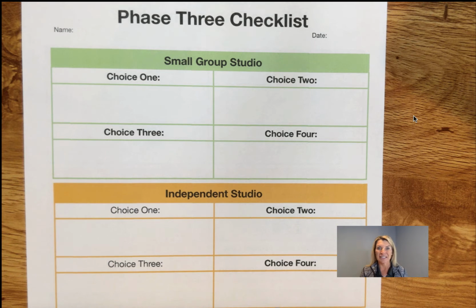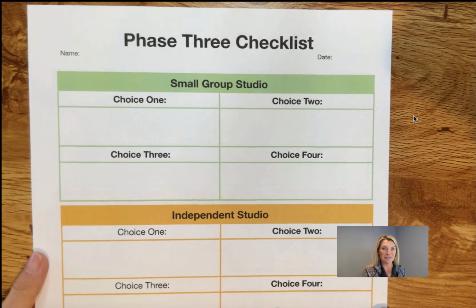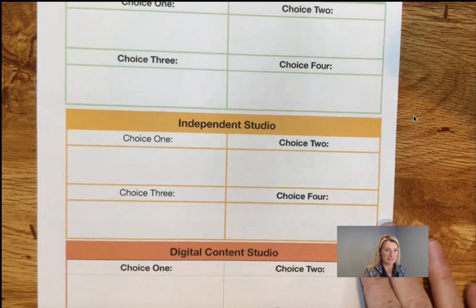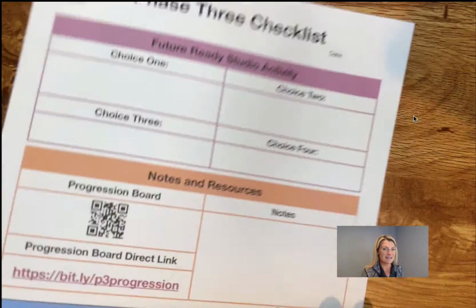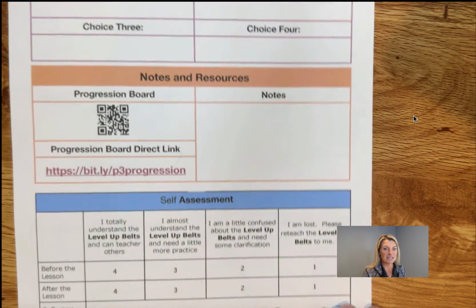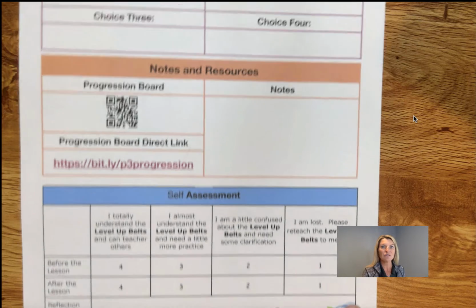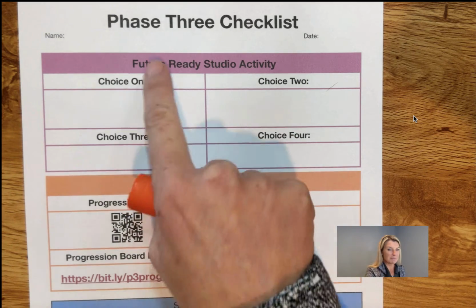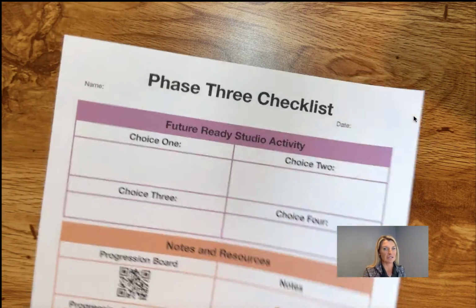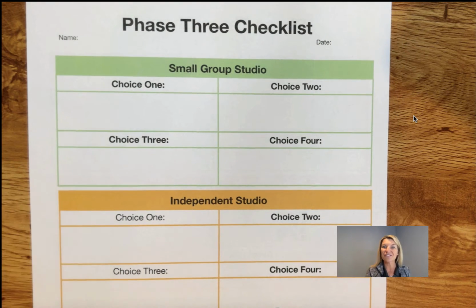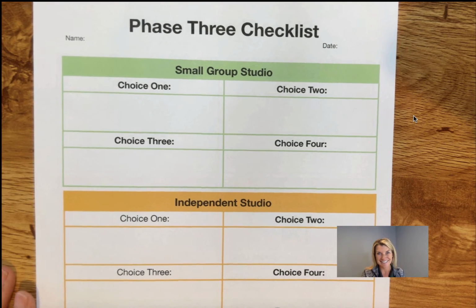So on the screen, what you're going to see is a Phase 3 checklist. I still have name, date, I have my small group, independent practice, digital content. On the back, I have my future ready, my progression board, and my self-assessment. Looks very similar. The only difference is now it's blank. You're going to now have the students be able to pick their choices as to what they're going to do. So this would be a 3, 4, or even a 5-day checklist.